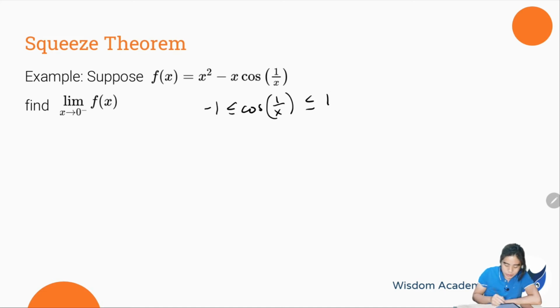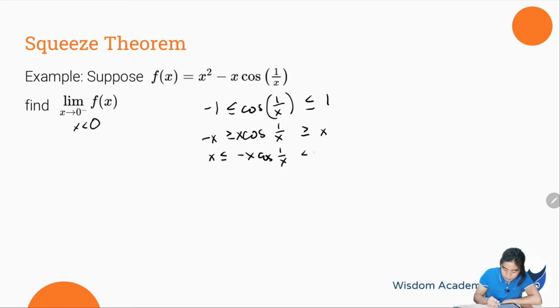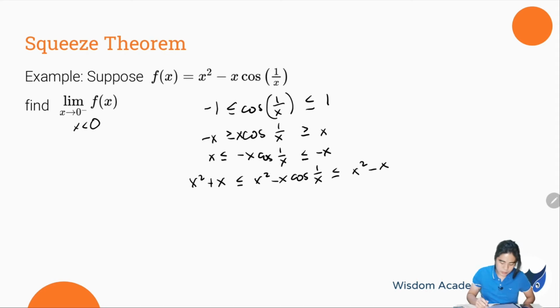And so, since we will multiply all sides by x, so since x is less than 0, mag-flip yung sign natin. Then we multiply all sides by negative 1, so mag-flip uli yung sign. Then, mag-add tayo to all sides by x squared. Okay. So, this will be our inequality.